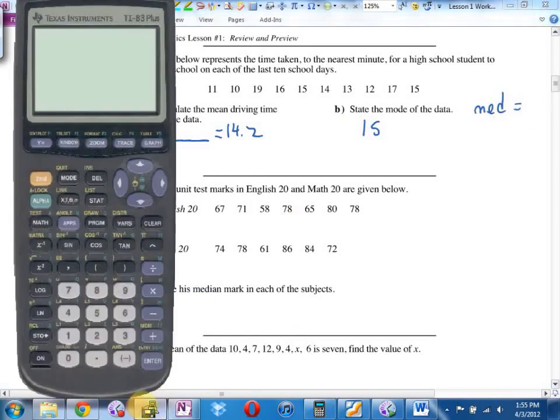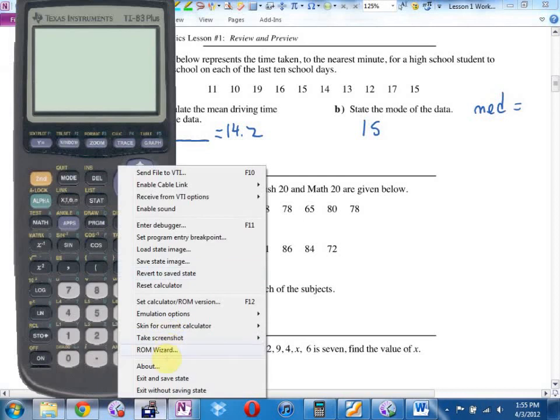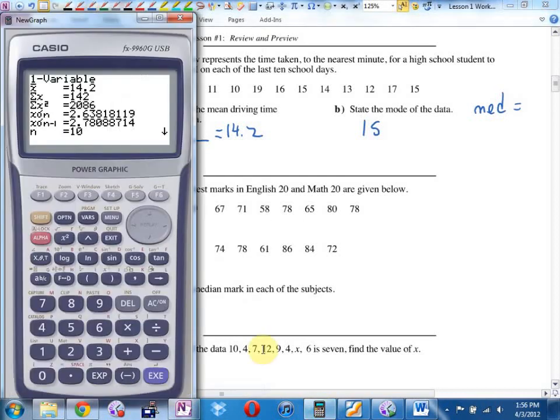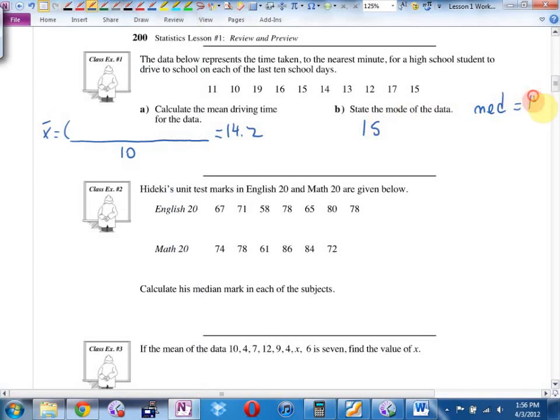Oh, wrong calculator. Don't bring that one up. What was the median? 14.5. 14.5.